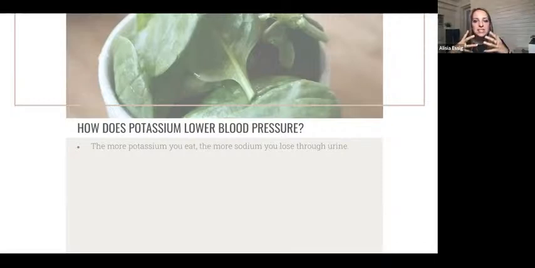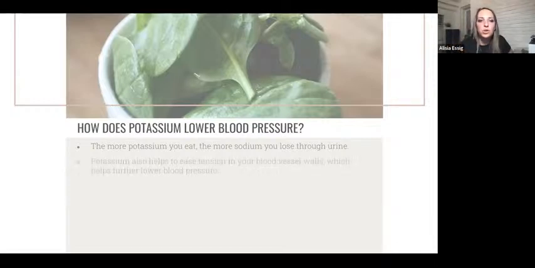So when you're eating potassium-rich foods, which are going to be potatoes, spinach, tomatoes, avocados, bananas, right? Those potassium-rich foods will help basically pull the excess sodium that's in your bloodstream and put it into your urine. And it will help ease the tension on your blood vessel walls.